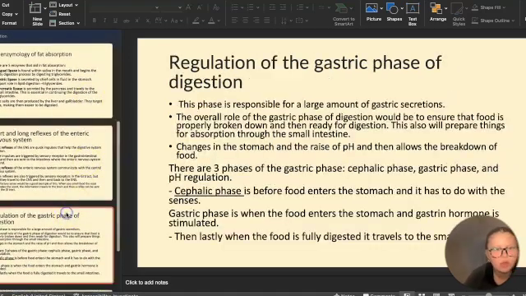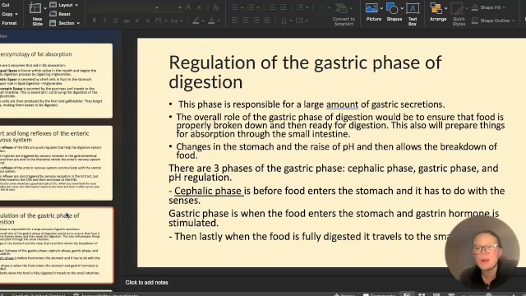Moving on, we can talk about the regulation of the gastric phase and its role within digestion. The gastric phase is responsible for a large amount of gastric secretions. The overall role of the gastric phase of digestion is to ensure that food is properly broken down and ready for the digestion process. This will also prepare things for absorption through the small intestine, like we mentioned earlier. Changes in the stomach raise pH and then allow for the breakdown of food. This all happens during the gastric phase.